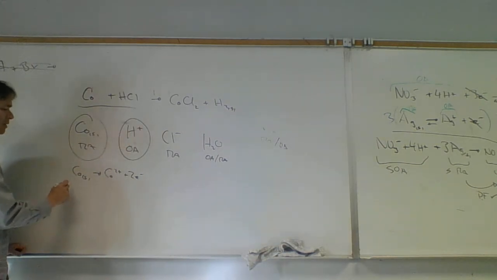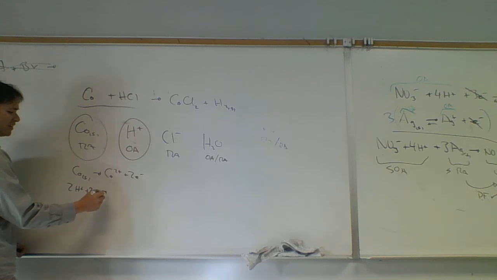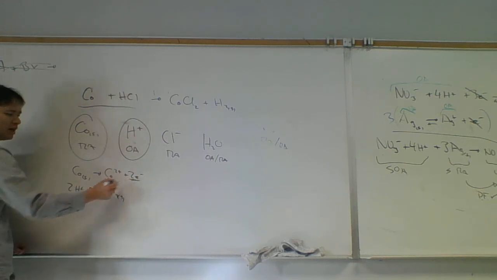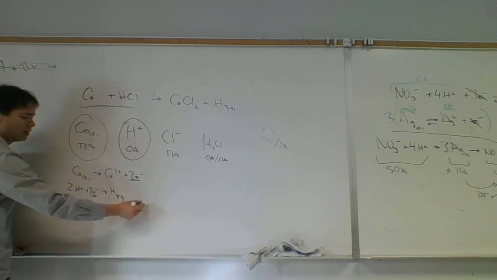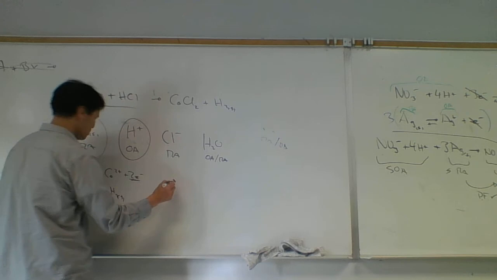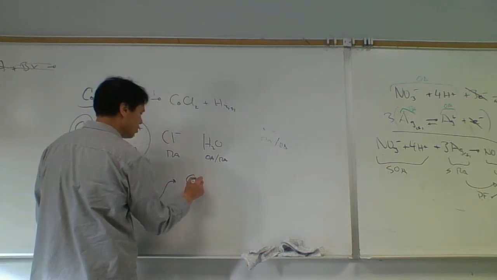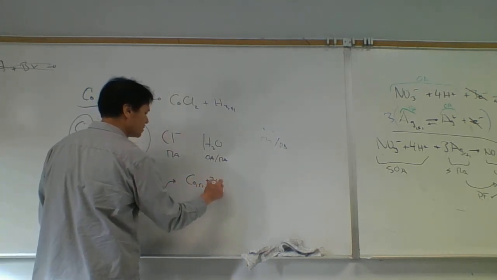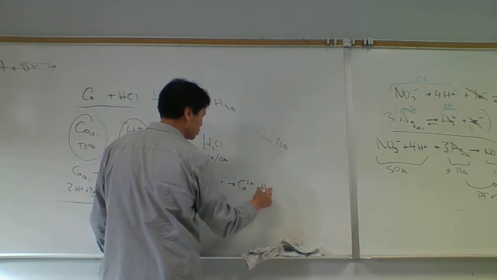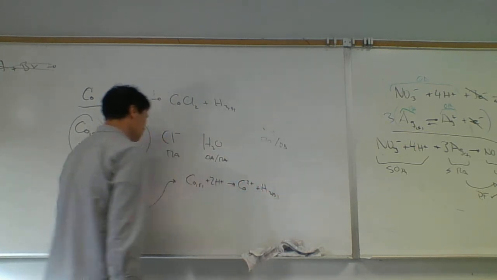And then for H plus, I'm going to have 2H+ plus 2 electrons yields H2 gas. You see 2 electrons lost here, 2 electrons gained here. The electrons are already balanced, so I don't have to do anything. Then just combine these two. When I combine them, I have cobalt solid plus 2H+ yields Co2+ plus H2 gas.